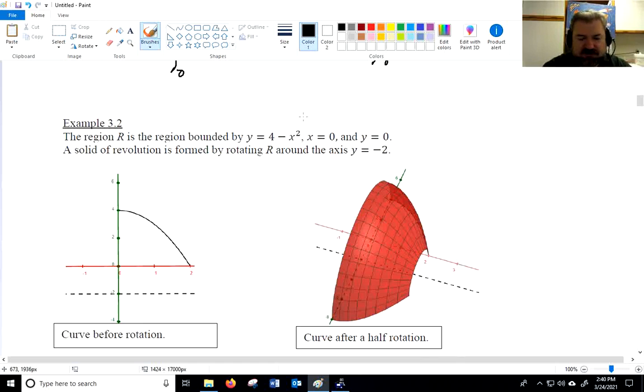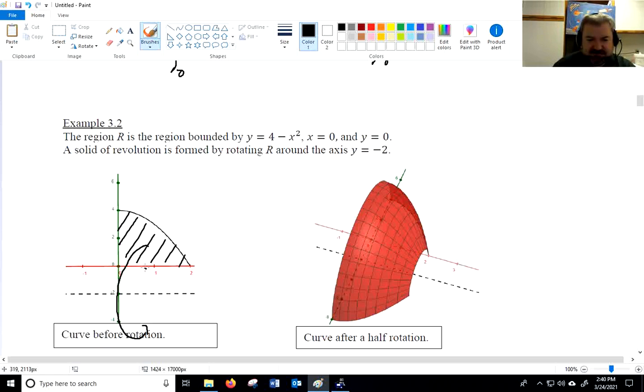Okay, let's take a look at another example. This time the region R is bounded by y equals 4 minus x squared, x equals 0, and y equals 0. And a solid of revolution is formed by rotating R around the axis y equals negative 2. So again, here's this region, and we know how to find the area of that pretty easily. But now we're looking at rotating this region around this axis.